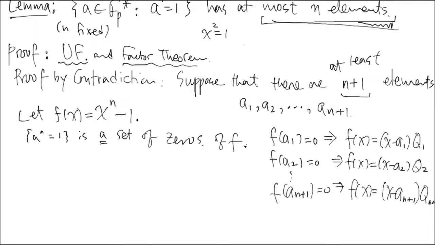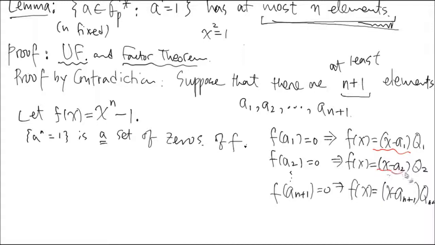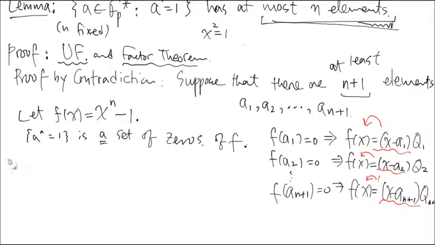For each zero, I can write down the same polynomial f of x in a different way, right? All right, so let me circle the factors that we discovered. Factor here and factor there, dot, dot, dot. There are n plus 1 factors, right? They appeared inside where? All in f of x, right? So what do we know about f of x then?